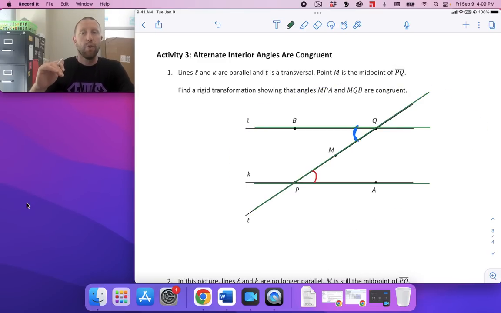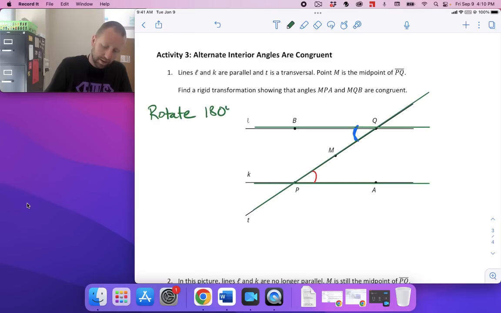Okay? When I do that 180-degree rotation, look at what happened. Blue was on the bottom, remember? Red was on the top. But when I did that rotation, they fit perfectly, but blue is now where red was. Red is now where blue was. I just proved that they're congruent. I just did that 180-degree rotation to get those angles to be in the position of the other color. So find a rigid transformation showing these angles are congruent. Just did it.